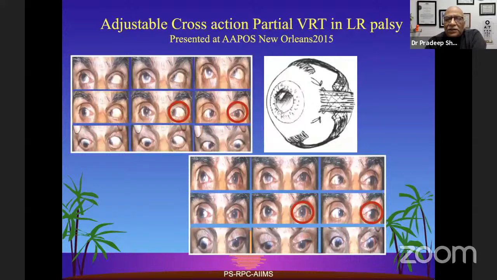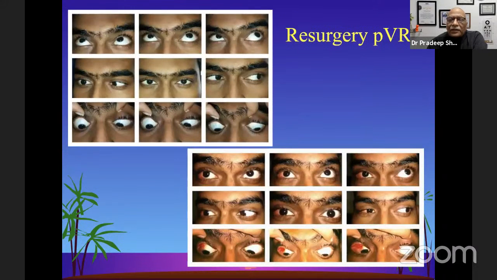Now, this we had presented at APOS New Orleans 2015, and we had shown that this is a much needed adjustment that we can do. Sometimes we get cases which have been operated elsewhere, but they have been only partially corrected by the VRT. You can always explore the partially operated VRT and augment. Like in this case, I had explored and then advanced the partial VRTs which were done elsewhere. And this is another option. But if you have an adjustable one done, you can do it in the same sitting.